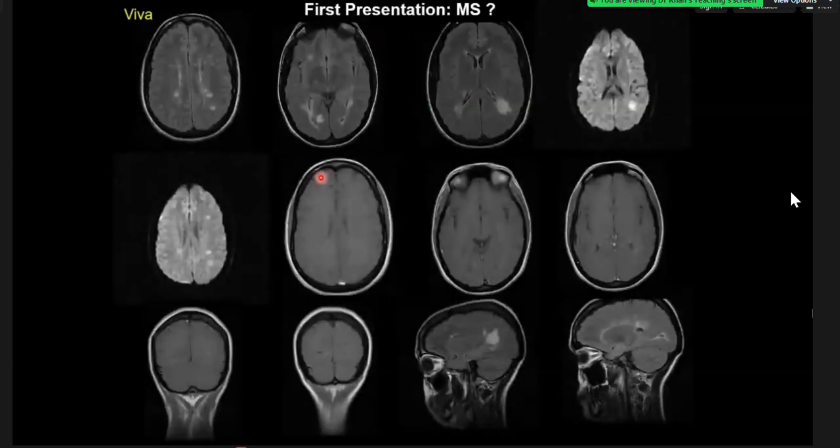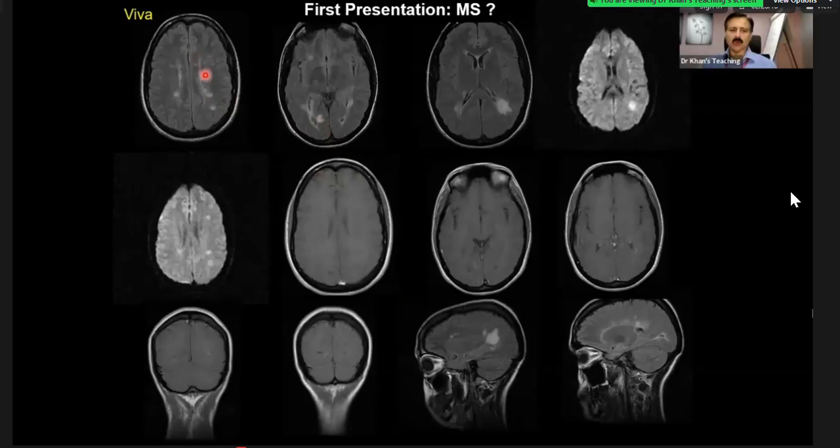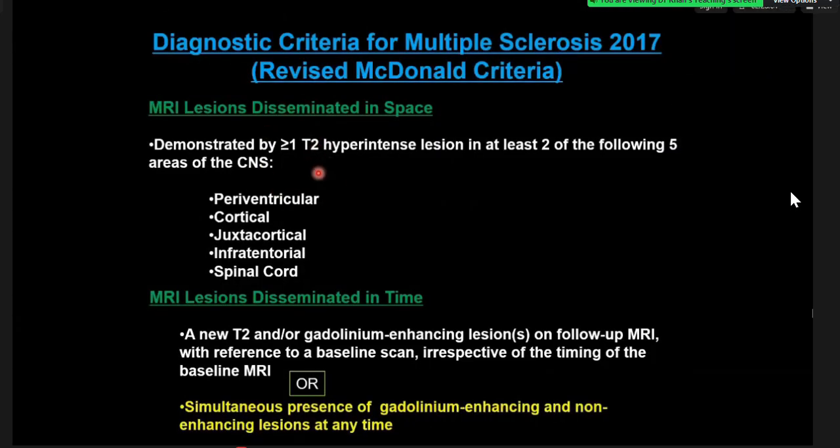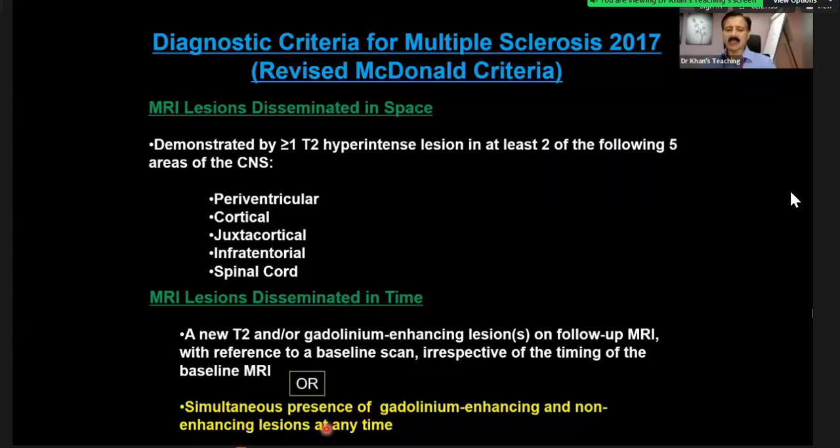So in this particular case, you can see so many, you don't have to count them. Definitely some of them are periventricular, and then there are subcortical ones here. So the criteria is met, dissemination in space. Then comes the criteria of dissemination in time. And look here, simultaneous presence of gadolinium enhancing and non-enhancing plaques at any one time. So that criteria is also met.